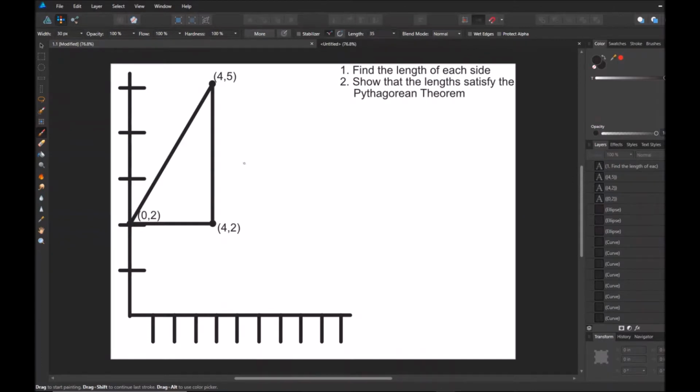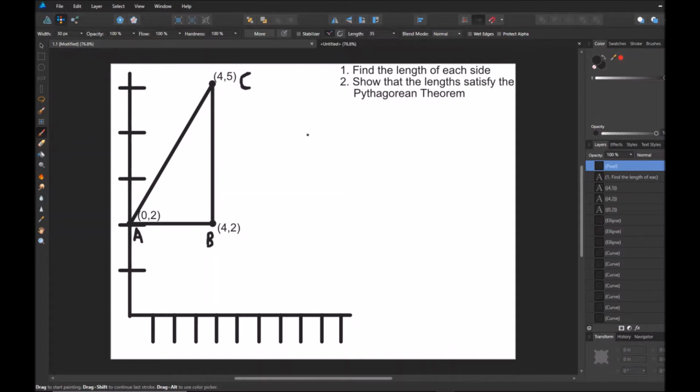Okay, so in this next problem we're given a triangle and the coordinates of each corner of the triangle, and we are asked to find not only the length of each side but also to prove that the lengths satisfy the Pythagorean theorem. So let's start with the first part, finding the length of each side. The first thing you're going to want to do, just to make it easier on yourself, is to label what each side is. So I'm going to label this corner right here, this 0, 2 point as A, this 4, 2 point as B, and this 4, 5 point as C.